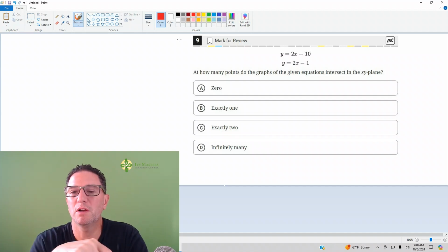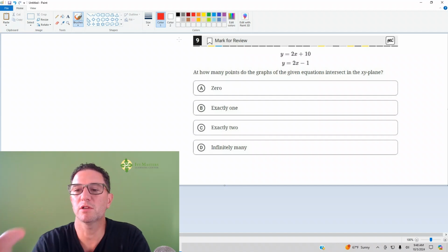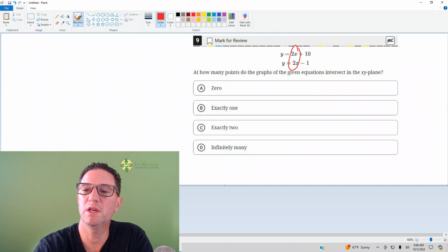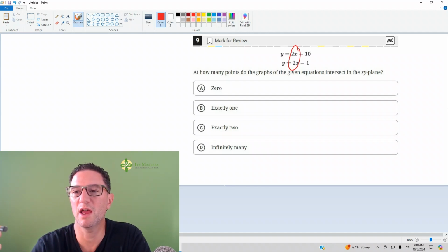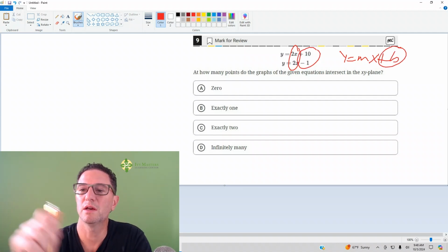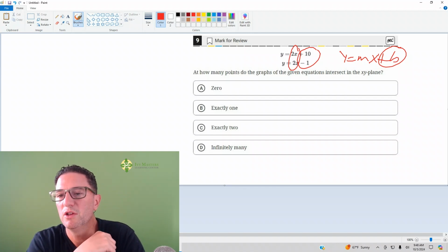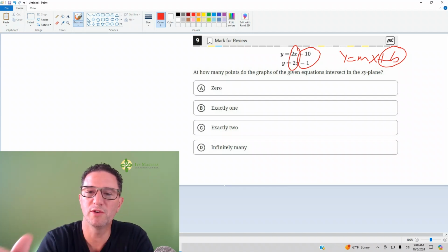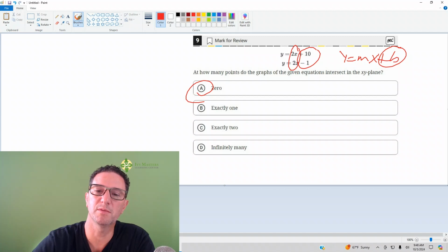Why? Because whenever you've got the same slope, which is 2 here, and slope is always attached to x, in y equals mx plus b it's your m, and you have different y-intercepts, which is your b, then you always have no intersection. The correct answer is going to be A.